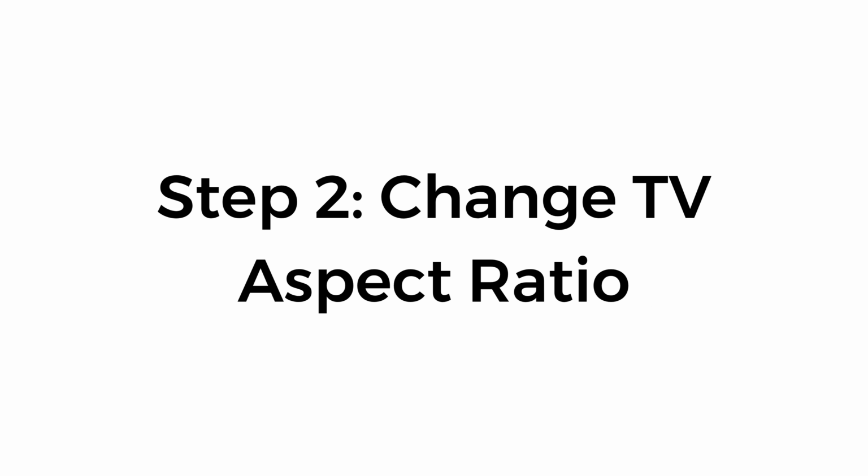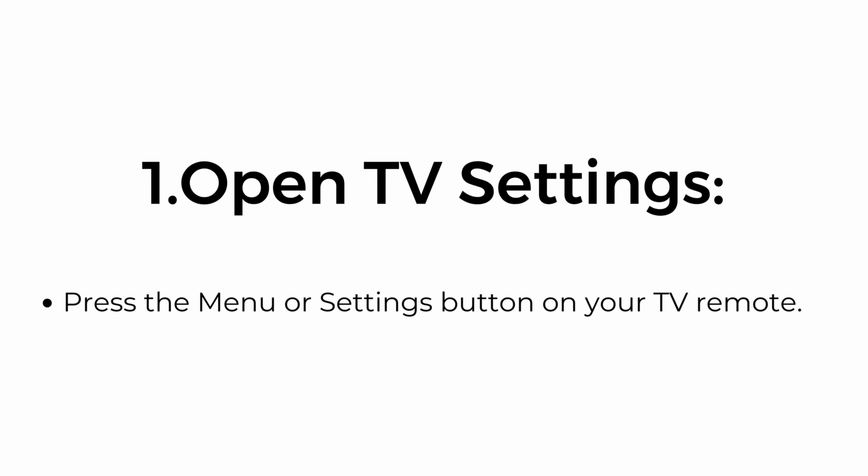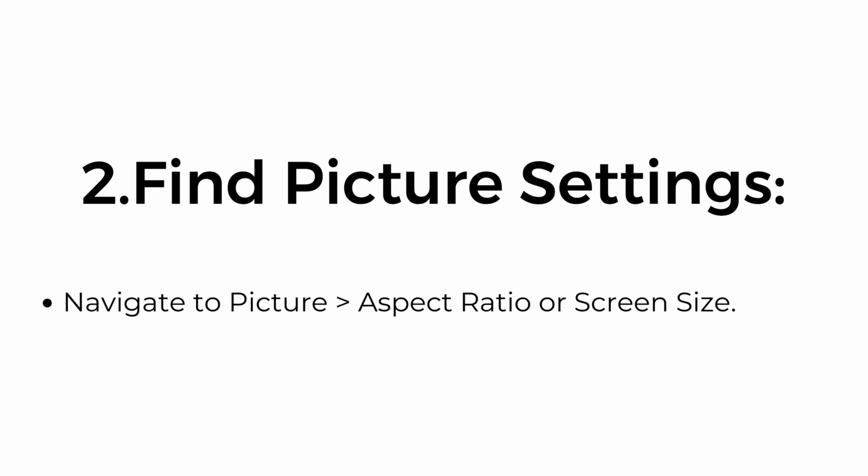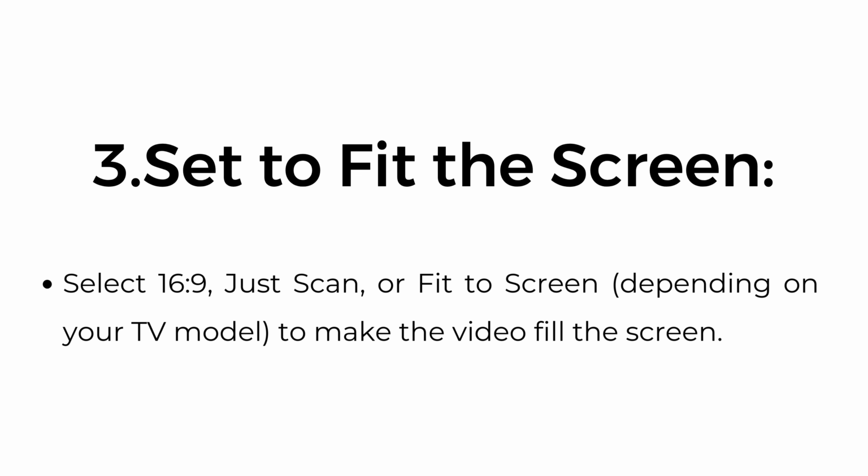Step 2. Change TV aspect ratio. Open TV settings. Press the menu or settings button on your TV remote. Find picture settings. Navigate to picture aspect ratio or screen size. Set to fit the screen. Select 16:9, just scan, or fit to screen depending on your TV model to make the video fill the screen.